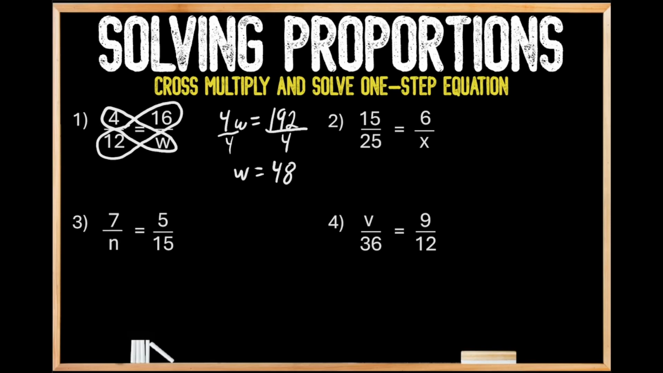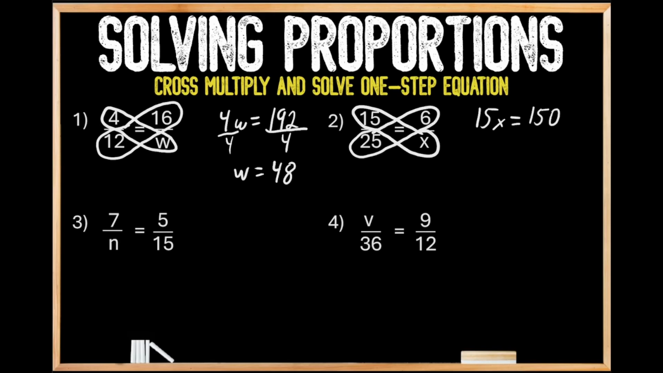Now moving on to question number 2, where once again we have an unknown value that we're going to solve using cross multiplication and then solving the one-step equation. So the first thing we're going to do is multiply diagonally. So we're going to multiply 15 times x, which is going to give us 15x. And then we're going to put our equal sign and we're going to cross multiply once again. So we're going to multiply 25 times 6, which we know gives us 150.